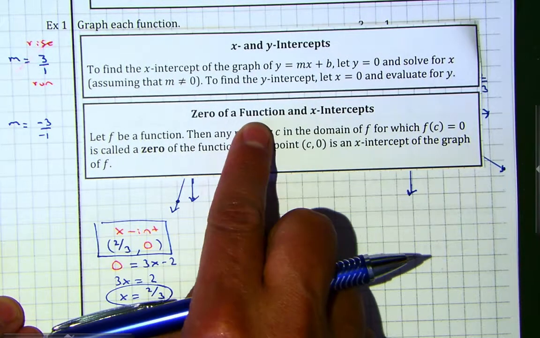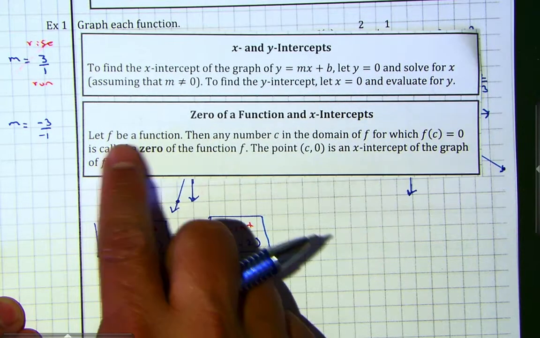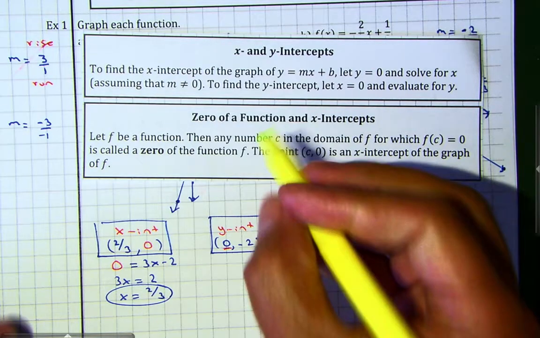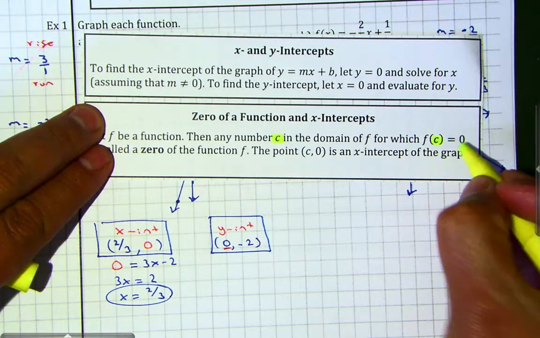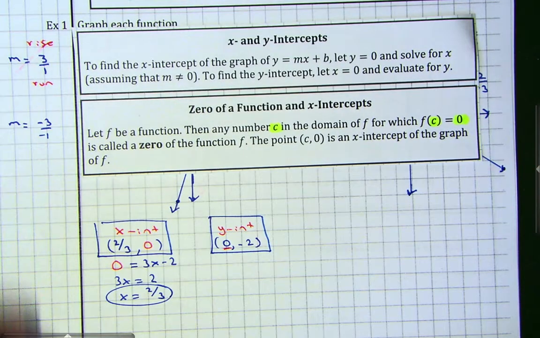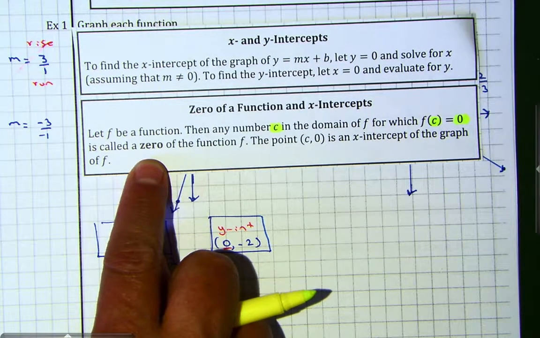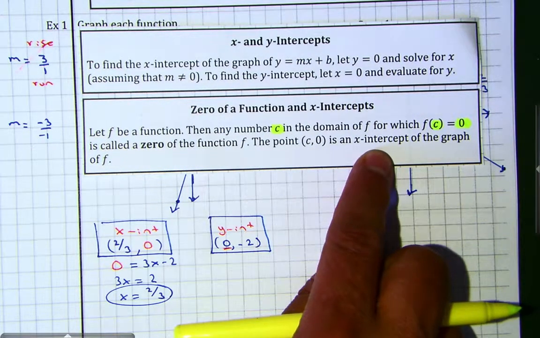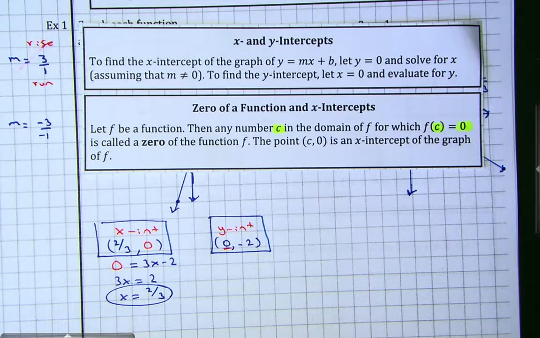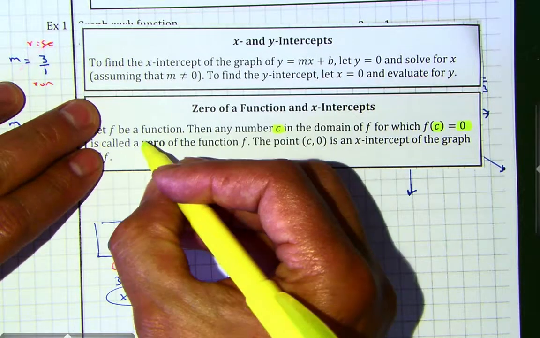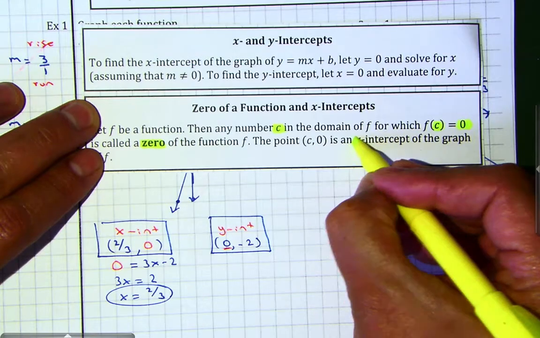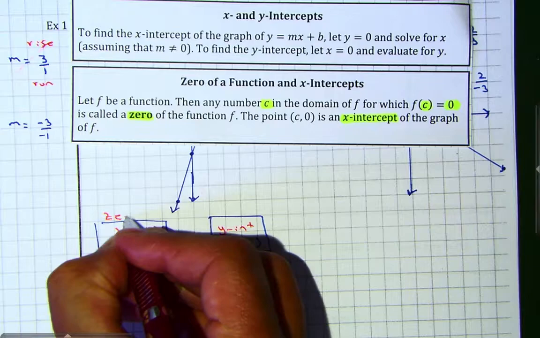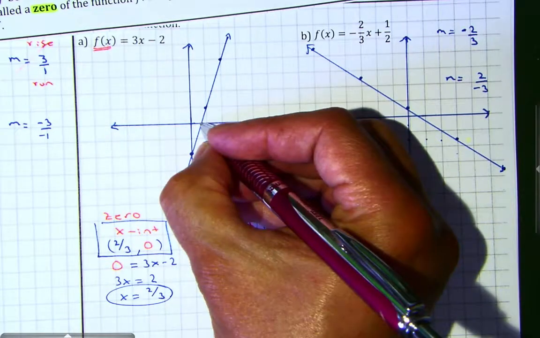The zero of a function and x-intercepts. Let f be a function, then any number c in the domain of f, where whenever you plug in the c into the function, if it gives you 0, it's called a zero of the function. And the point (c, 0) is also the x-intercept of the graph. So something to keep in mind is that the zero of a function is the same thing as your x-intercept. So therefore, this is the zero of the function. And let's go and label it here.